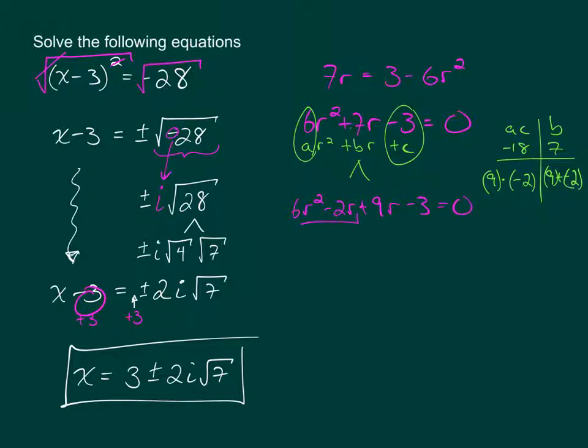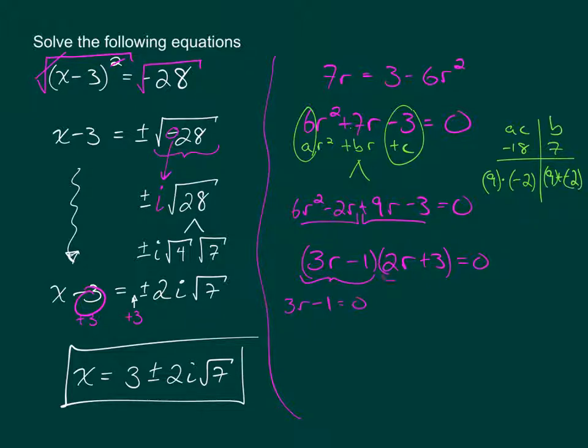You can group up the first two terms and factor out the common factor. You can group up the last two terms and factor out the common factor and continue the factoring process, which brings it down to 3r minus 1 times 2r plus 3. And then because of the zero product property, we can set each one of these equal to 0. So 3r minus 1 equals 0. And this one, 2r plus 3 equals 0.